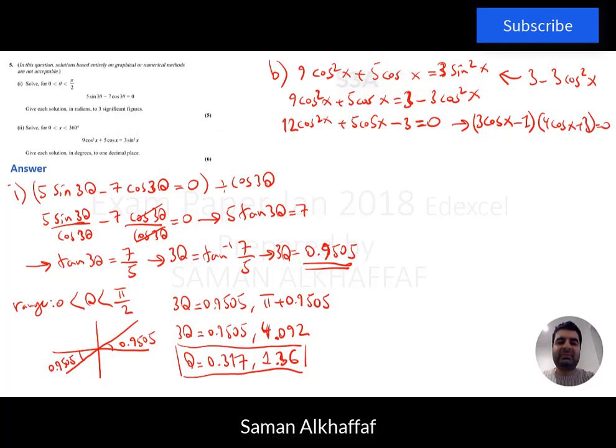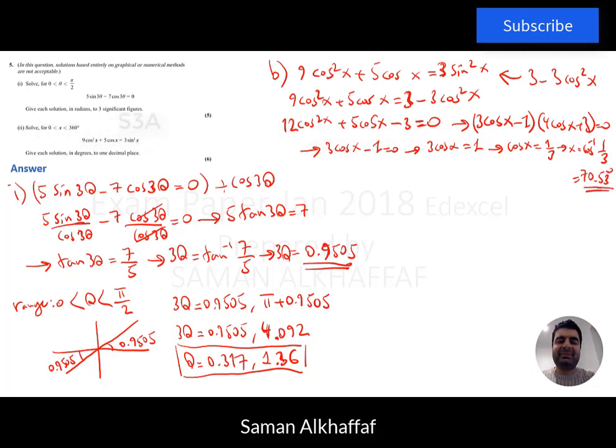So now we can equate each bracket to 0. For the first bracket we have 3 cosine x minus 1 equals 0. That means 3 cosine x equals 1, and then cosine x is a third. So x is the cosine inverse of a third, and that will give us 70.53 in terms of degrees.